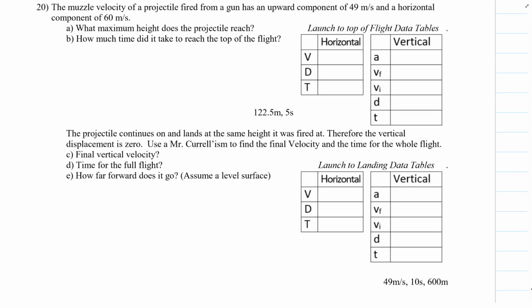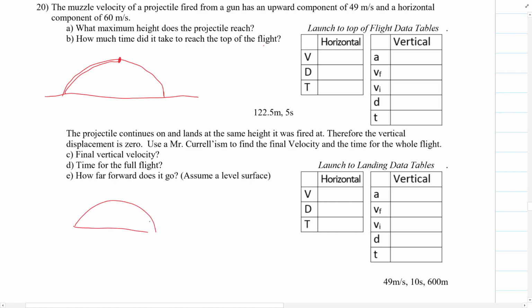This is a good one, a projectile, and I'm analyzing two parts of it. It lands at the same height. So it's a projectile that goes up and lands at the same height that it started from. And we study up to the top: how long did it take to get up there, and what's the maximum height? And then afterwards, we look at the whole flight. We want to know how far did it go, assuming a level surface, and the time for the full flight. And you have to use a Mr. Curlism: what goes up comes down at the same speed.